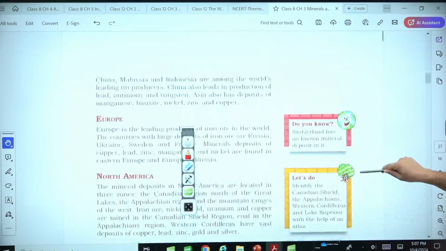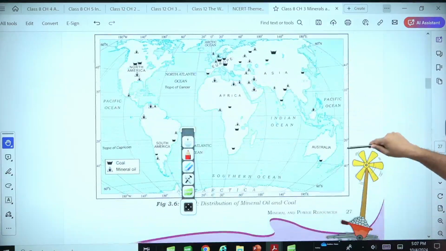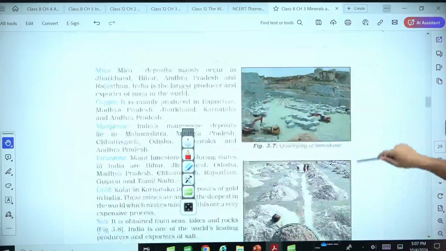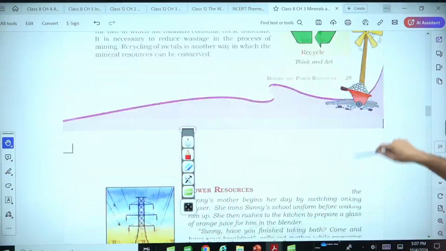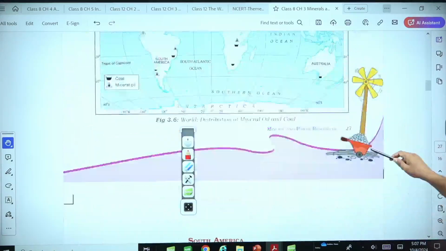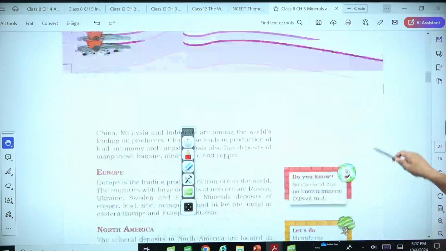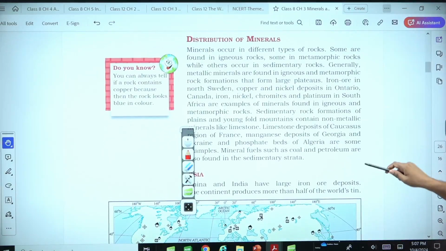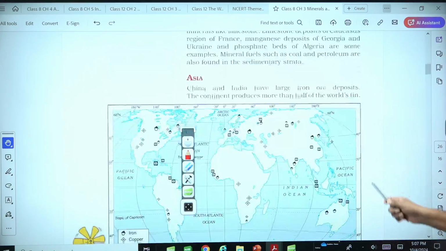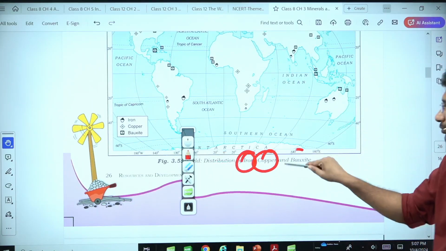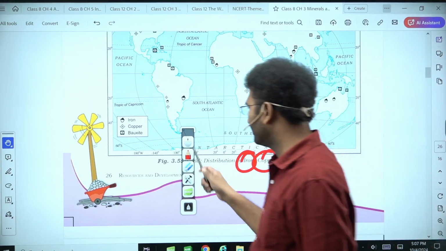Now this particular chapter talks about distribution of mineral oil, coal, likewise iron, and uses of these minerals in detail. So one such mineral we have to look into is iron. They have talked about the distribution of minerals in detail. First, we need to look into iron, copper and bauxite. Where do you find this iron, copper and bauxite?